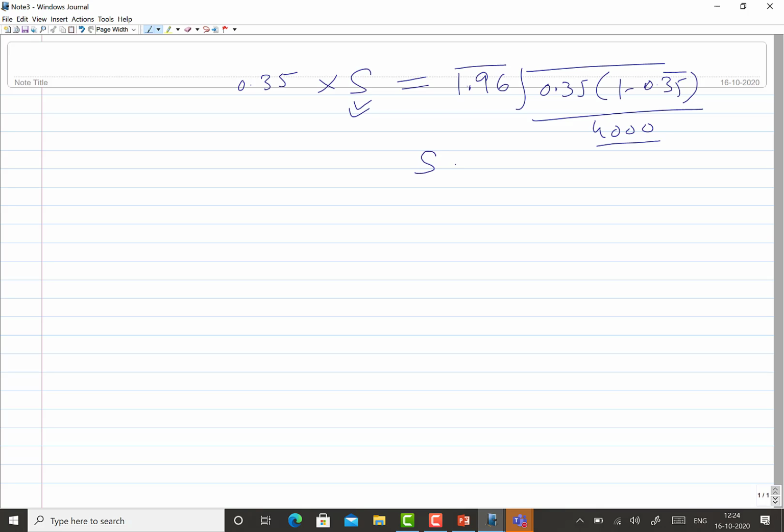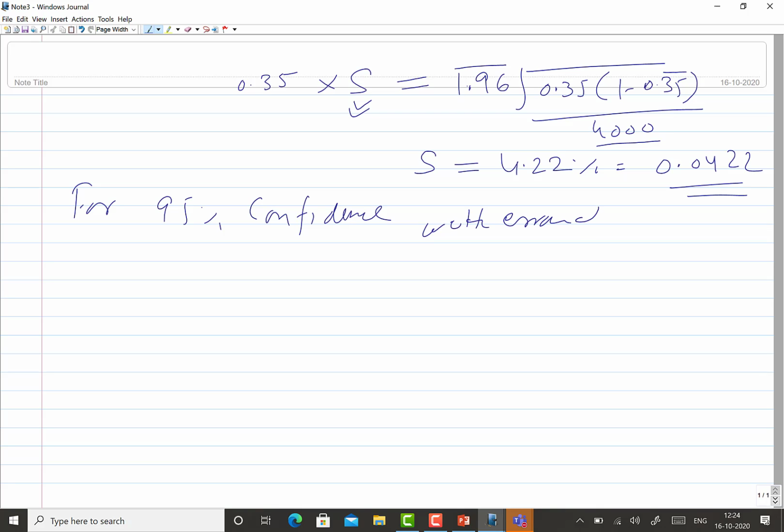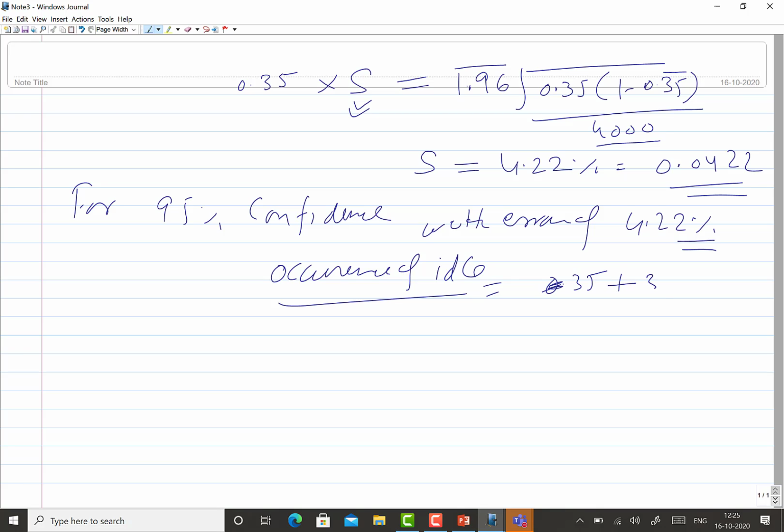So when we calculate the value of S, we find the percentage of error is 4.22%, which corresponds to 0.0422. So for now what we can say, for 95% confidence level with an error of 4.22%, there is a possibility of occurrence of idleness. The occurrence of the idleness is how much? Like 0.35, or 35% plus minus 35 into 0.042.